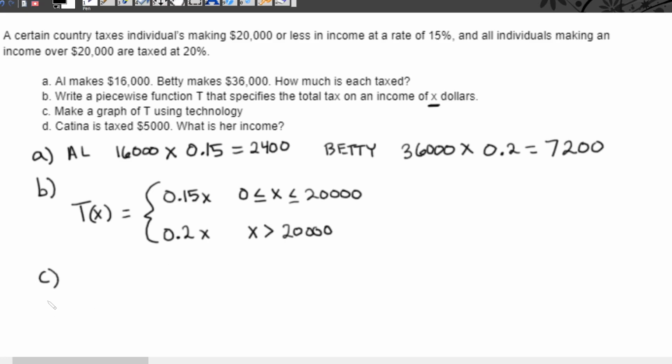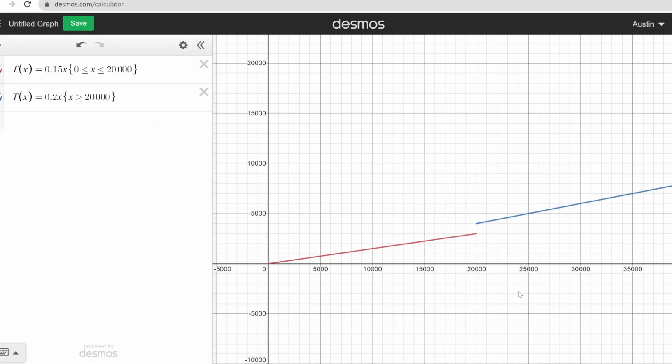Part D. Part D, it says Katina is taxed $5,000. What is her income? Okay, so Katina is taxed $5,000. We can simply look at the graph where her tax was $5,000. So we'll just follow $5,000 over. And it looks like her income is probably $25,000.